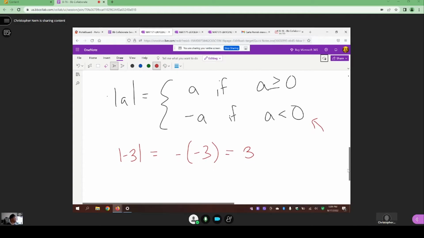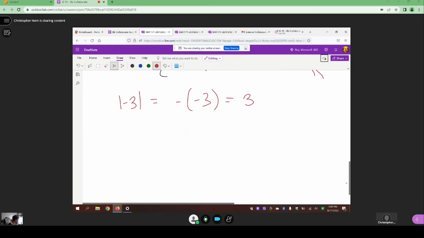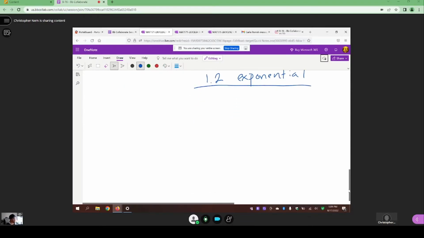Now we got to move into something a bit more complicated. We go into the next section of 1.2. And this is actually one of my favorite sections. Exponentials. So, first, we need a definition.